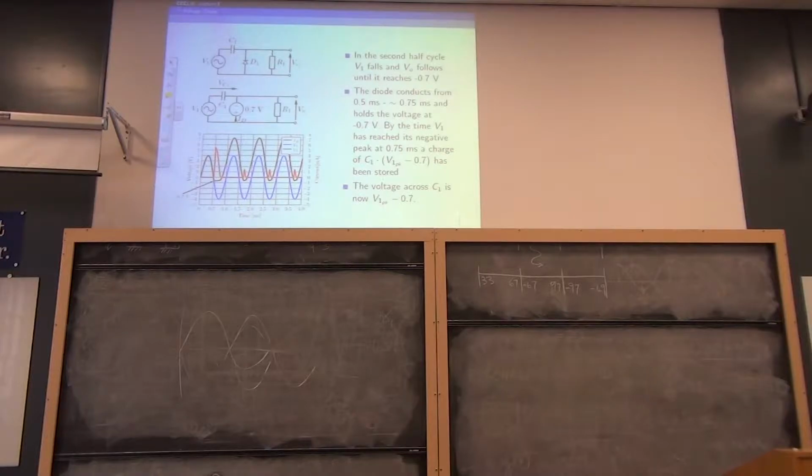Consequently, the diode will now be forward biased from the point of half a millisecond, but it won't begin conducting until it's got more than 0.7 volts across it. So it'll be on the point of conduction when it has 0.7 volts across it. So after a very brief period, the voltage has dropped to minus 0.7 volts, this V1, and the diode starts to conduct.